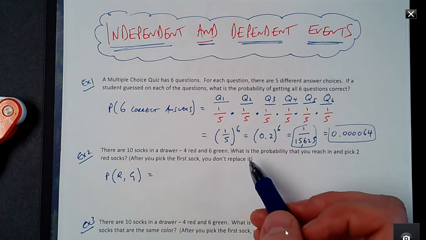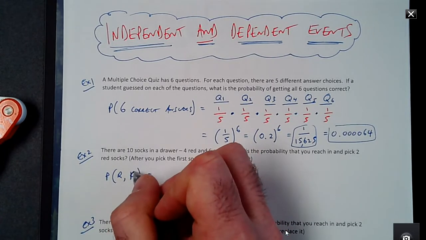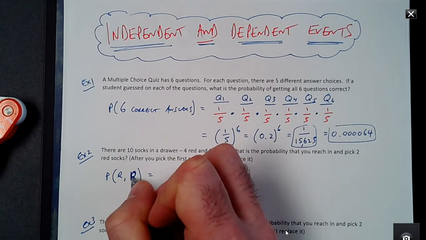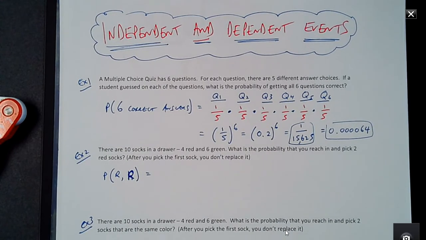All right, you reach in and you pick. I'm sorry, you're not picking a red one and a green one. You're picking 2 red ones. All right, there we go. Because yes, why would you not want them to match? Well, no, that's the style these days. My daughter wears two different types of socks.